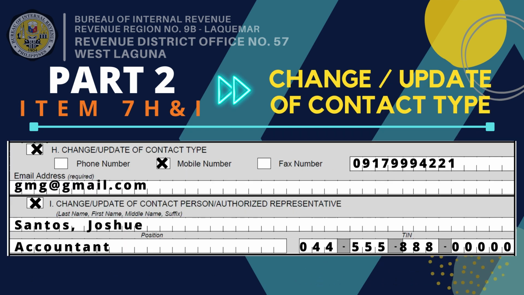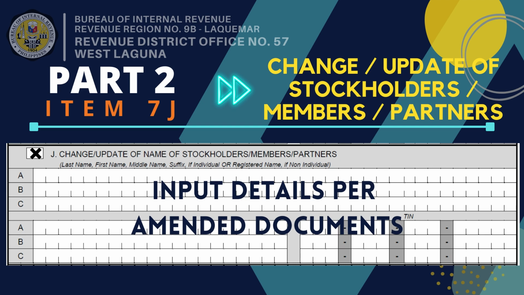Next is Item 7H and I. These must be filled up when there is change in contact information as well as on the details of the authorized representative of the taxpayer. This is necessary for the filing of returns and receiving of BIR notices. For changes or updates in stockholders, members, or partners of a business, fill up Item 7J. Input their full name or registered name, per amended documents, as well as their tax identification number.